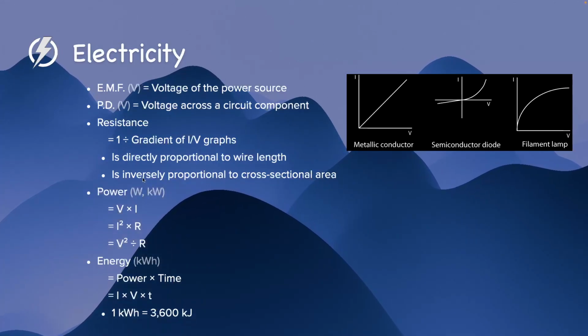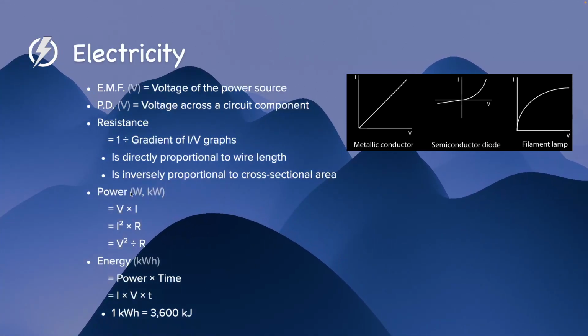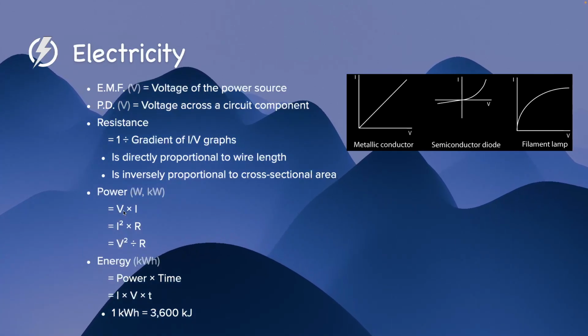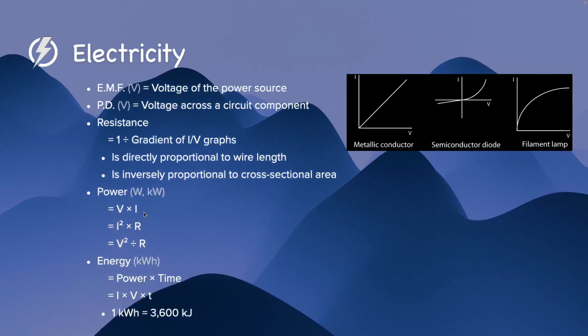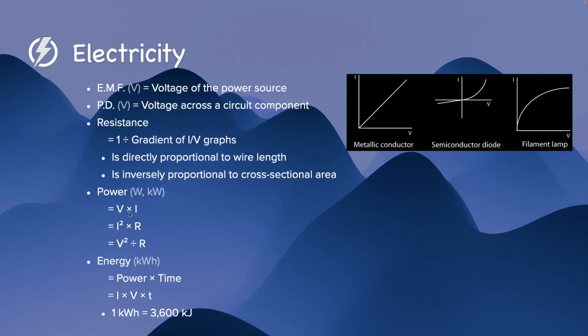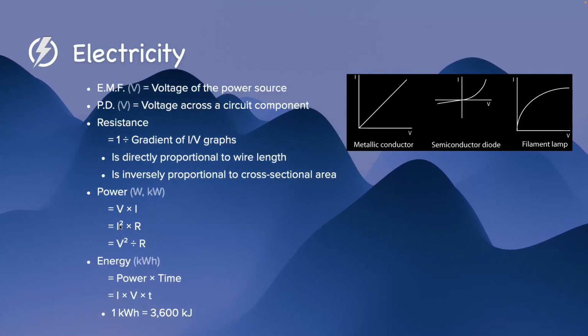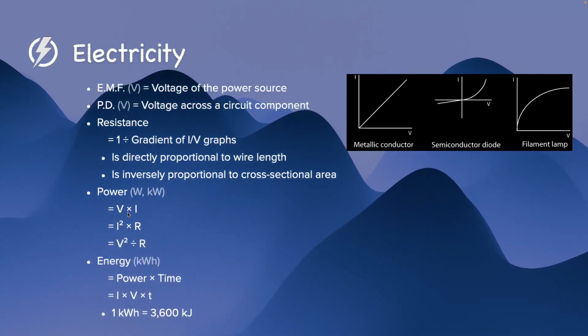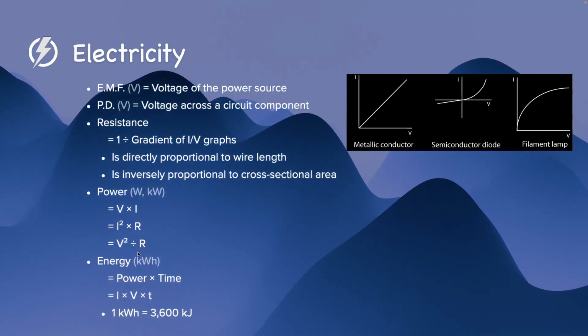The power which a battery can induce or a component can use has these three formulas: the voltage that passes through it multiplied by the current that passes through it. It is also calculable using I squared R or V squared upon R.